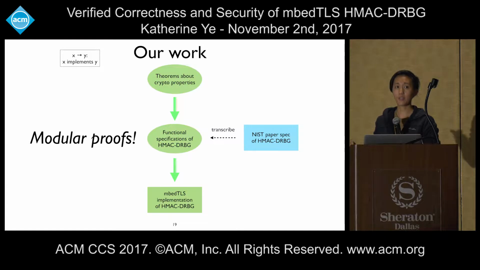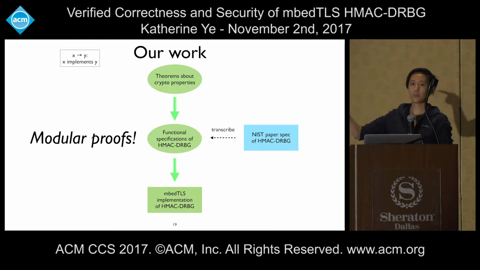Another advantage of our machine-checked approach is that our proofs are modular because of this well-specified interface. So say you are not happy with the property we proved. You want to also prove that the PRG has another property, like backtracking resistance.